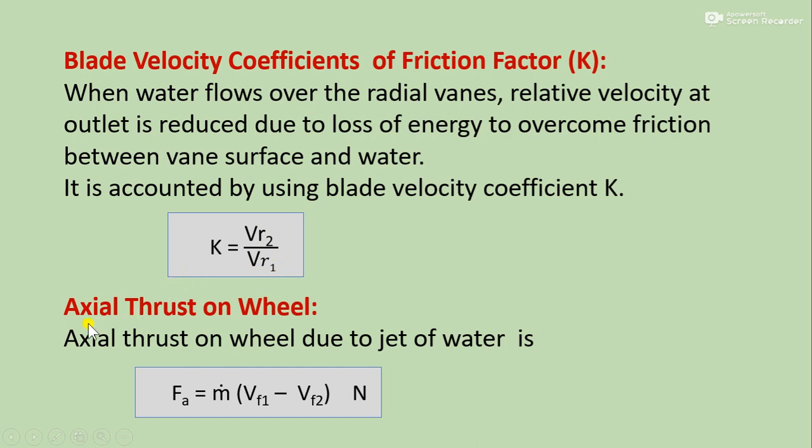The last term here is axial thrust. This is one kind of force which comes on the wheel in the axial direction. It can be written as Fa equals m dot, that is mass flow rate, into bracket Vf1 minus Vf2, meaning flow velocities, and its unit is Newton.